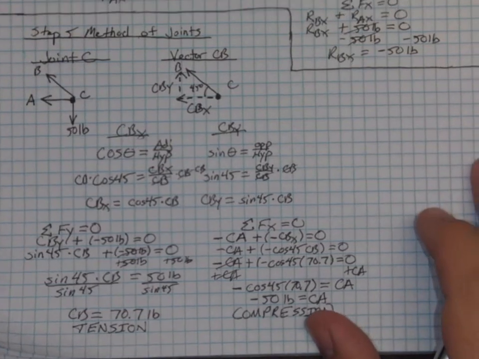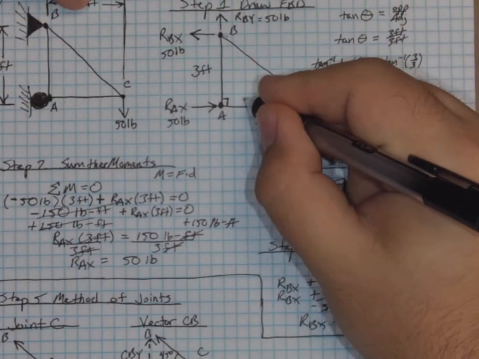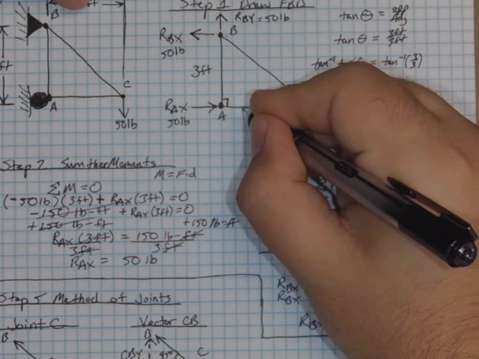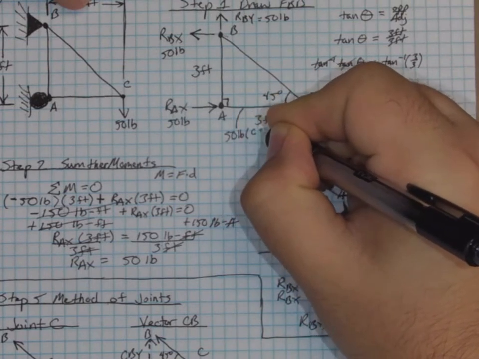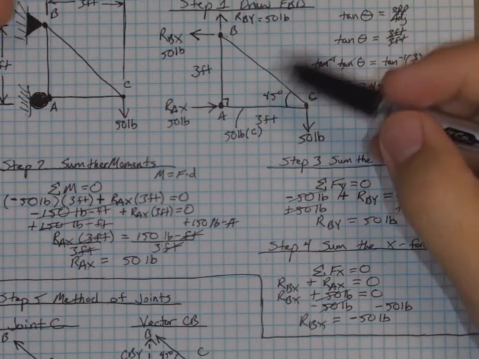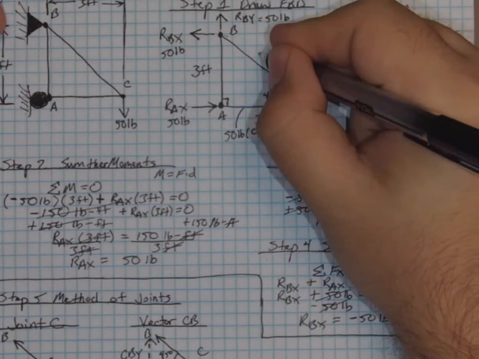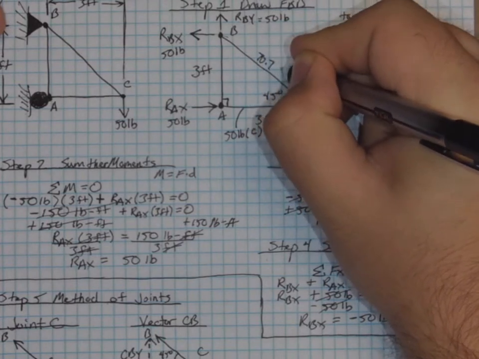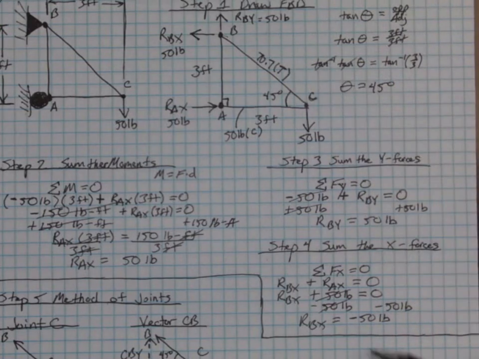So let's go ahead and go back up to our free body diagram and let's label those forces. I might have to go through and label these, especially this one. I might draw a little arrow. 50 pounds, and in parentheses I put compression. So notice I didn't put negative 50. I just note that it's in compression. If it's negative, it means it's in compression for the truss members. If it's positive, it means it's in tension. And then written along the length of this member, 70.7 with T for tension.